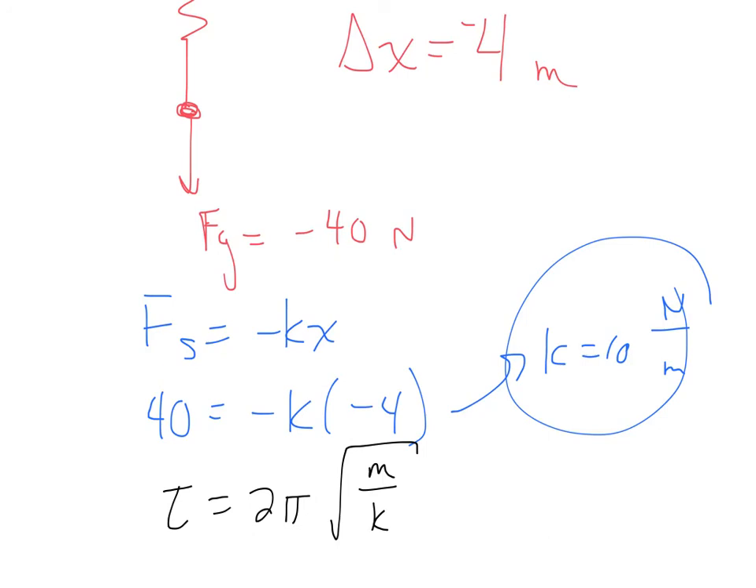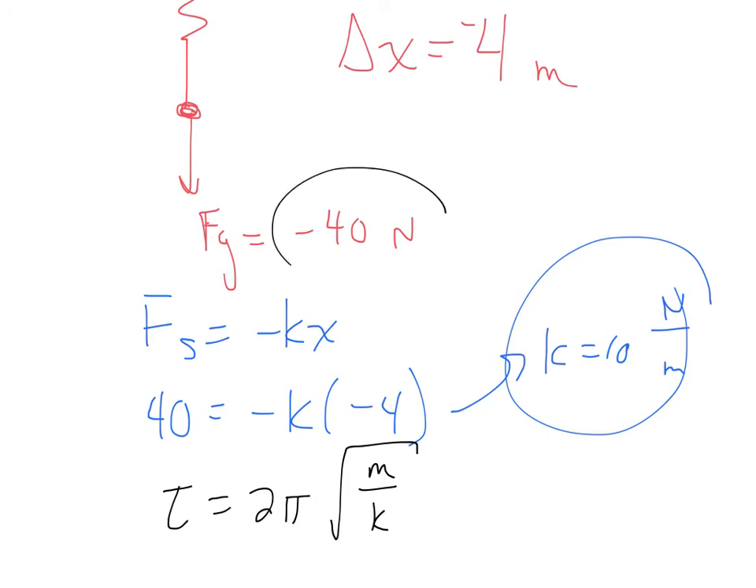I mean, that's right. So now, we want to figure out the period, tau. We know k from part A. 10 goes in for k. That's easy. But what's the mass? You are not given a mass in this problem. What is the mass? How do I figure it out? Fg equals mg. Good. So, how would I figure it out? 40 equals? n times 1.1. Good. Very good.